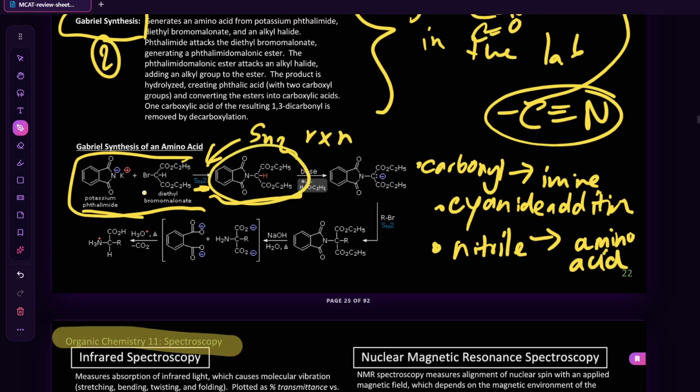Now you look at the malonic ester carbon, which sits between two ester carbonyls, which makes its remaining hydrogen highly acidic.